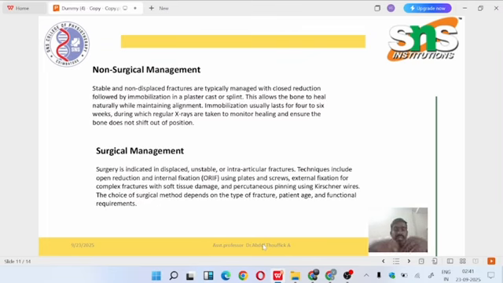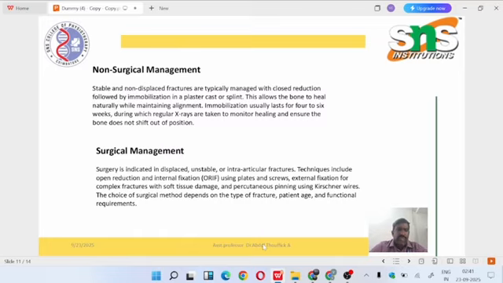Treatment options range from conservative to surgical. Stable fractures can be treated with casting and splinting, while displaced or unstable fractures require surgical fixation. Rehabilitation is equally important to regain strength and mobility. Non-surgical management includes closed reduction and immobilization in a plaster cast or splint for 4 to 6 weeks. X-rays are taken regularly to ensure proper healing. This is best suited for simple and stable fractures.